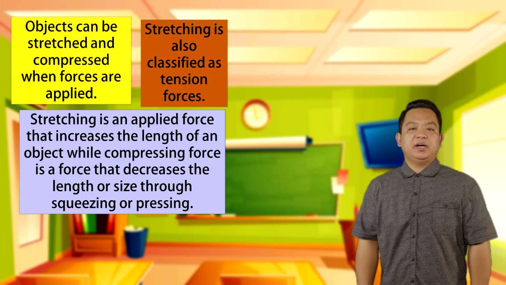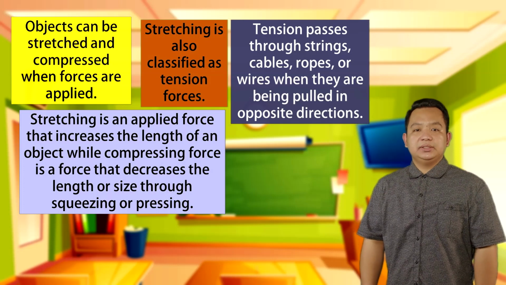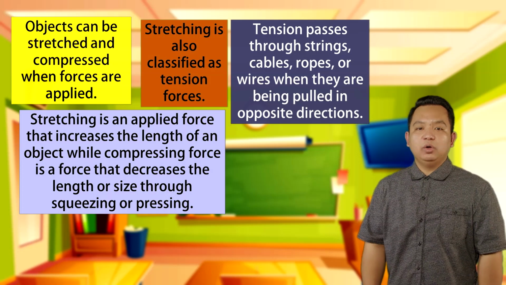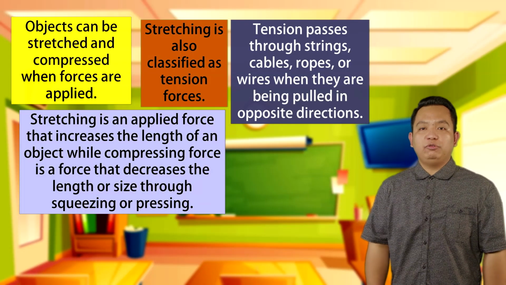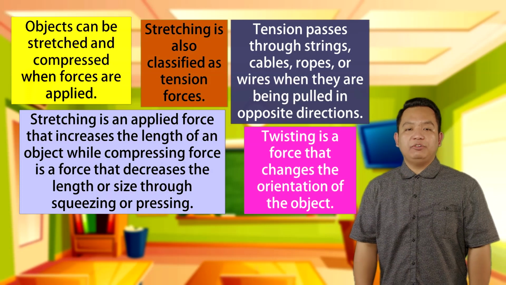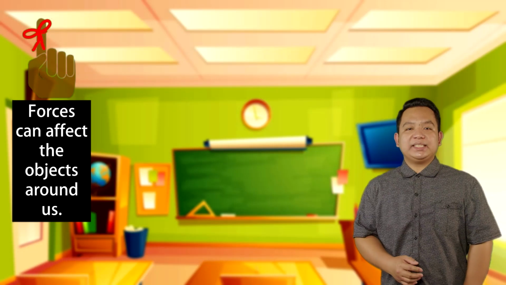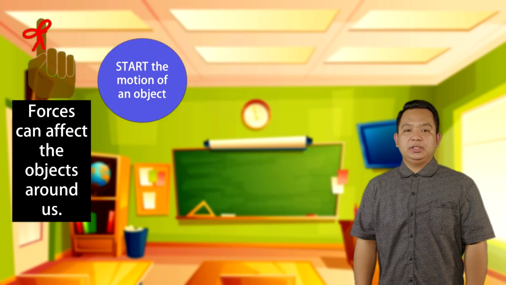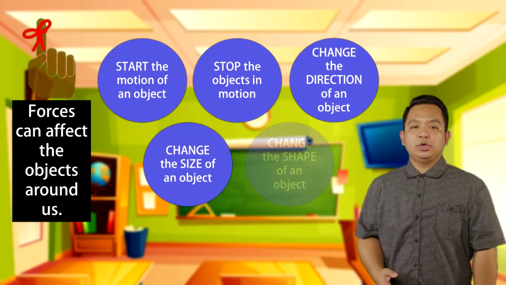Stretching is also classified as tension forces. Tension passes through strings, cables, ropes, or wires when they are being pulled in opposite directions. Aside from stretching, another type of contact force is twisting. It is a force that changes the orientation of the object. Remember that forces can affect the objects around us. They can start the motion of an object, stop the objects in motion, change its direction, and the size or shape of an object.